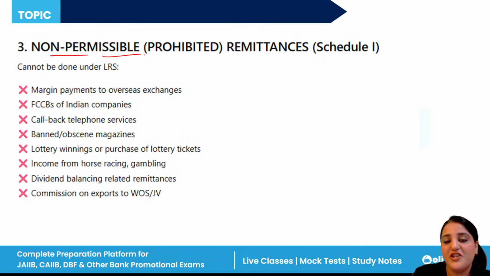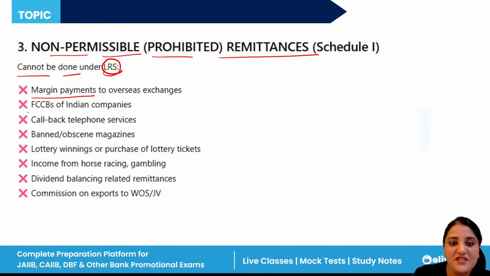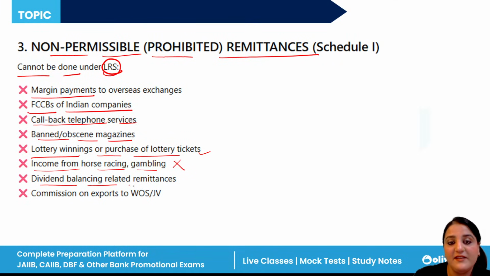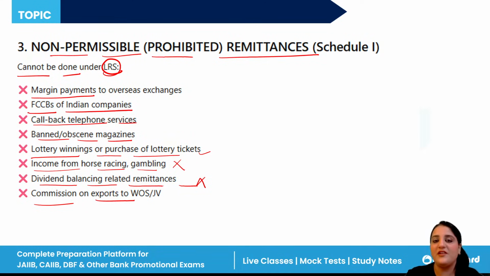What are the non-permissible, prohibited remittances that can't be done under the LRS? Margin payments are not allowed. FCCBs of Indian companies, like foreign currency convertible bonds, are not allowed. Callback telephone services are banned. Obscene magazines which are banned in India, if anybody wants a subscription to these magazines, that is not allowed. Lottery winnings or purchase of lottery tickets are not allowed. Income from horse racing and gambling is not allowed. Dividend balancing related remittances are not allowed. Commission on exports to wholly owned subsidiaries and joint ventures is also not allowed, right?